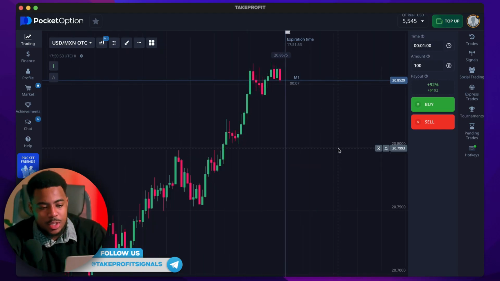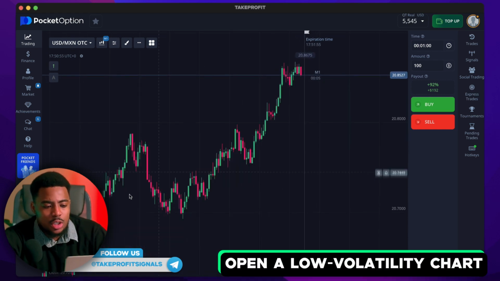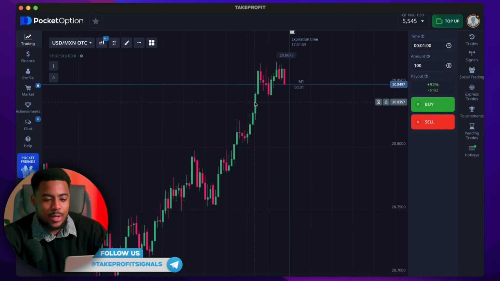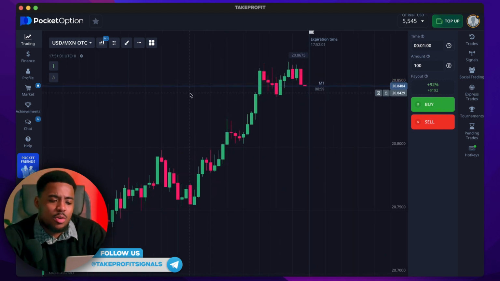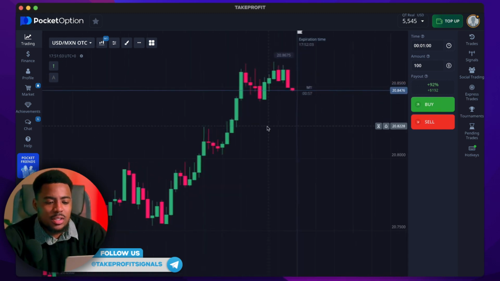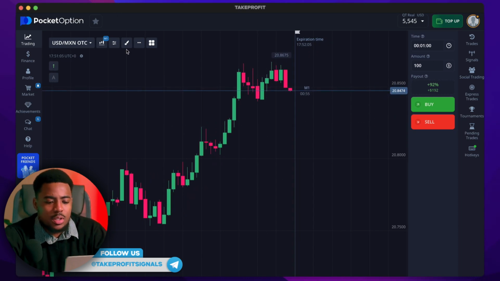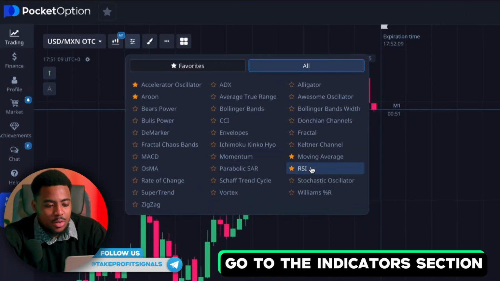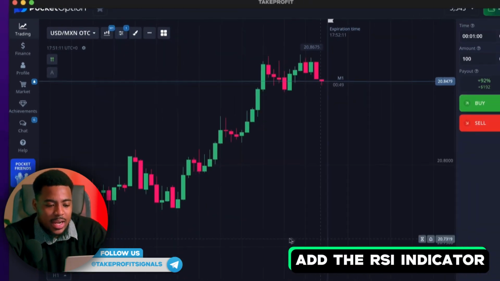Well, let's get started. Let's open a low volatility chart. Compared to other assets, this is a low volatility chart right now. Of course, it's not morning, but I will try to look for situations that are as similar as possible. Here, we need to go to the indicators section and add the RSI indicator.